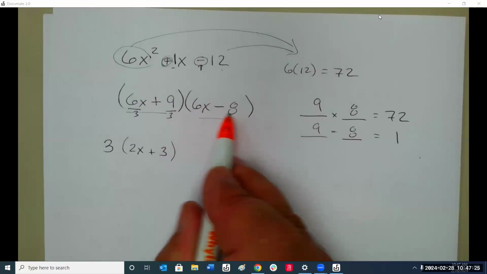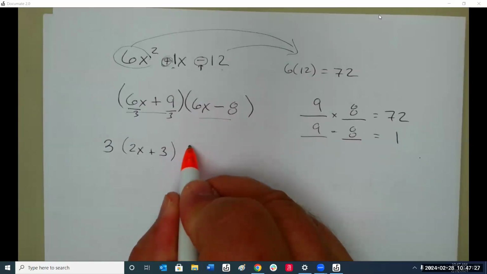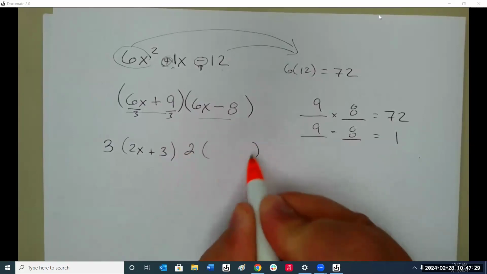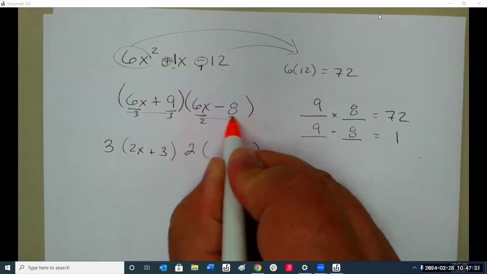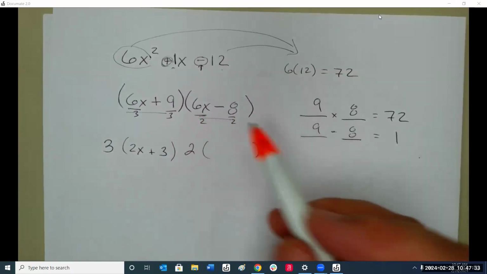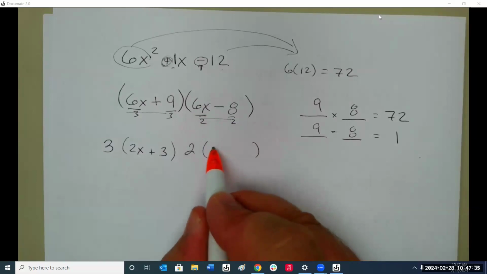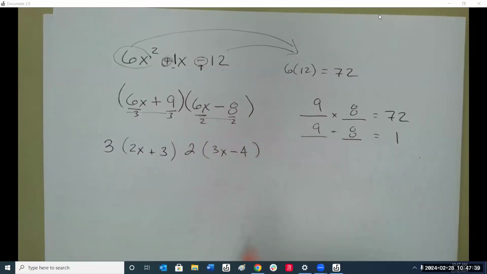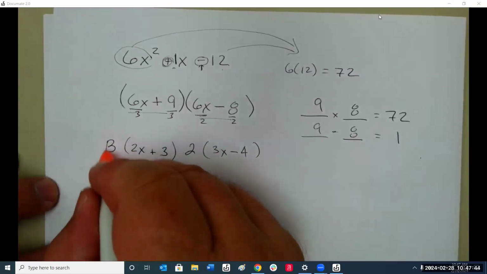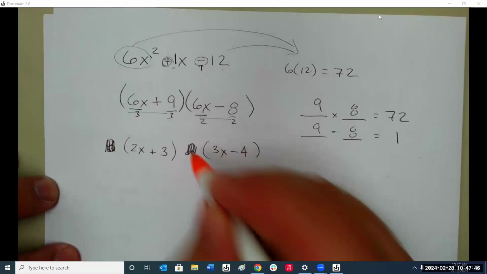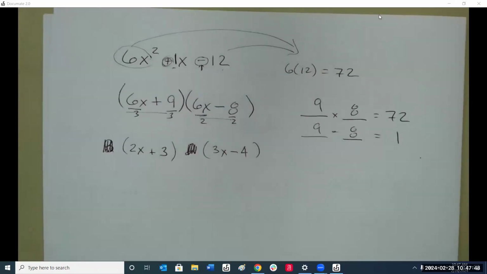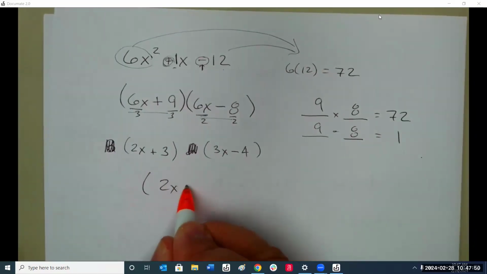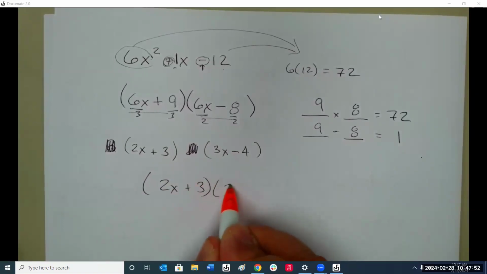How about the second one? What do they have in common? A 2. So I divide both of these by 2. 6 divided by 2 is 3. 8 divided by 2 is 4. Whatever you factored out, get rid of it. Delete, erase. This is our final answer, our final factored form.